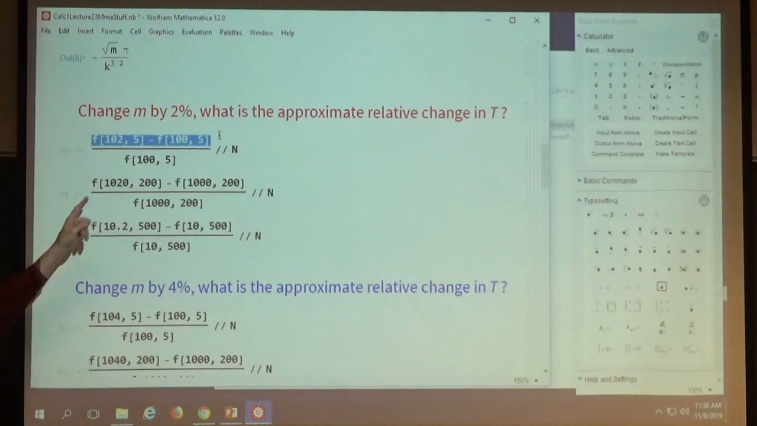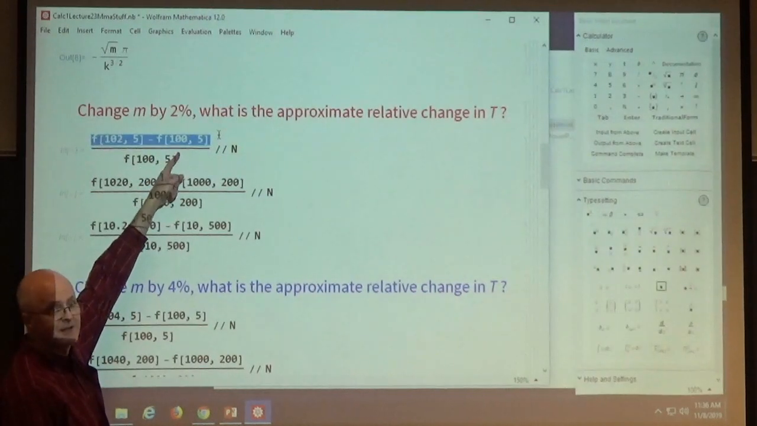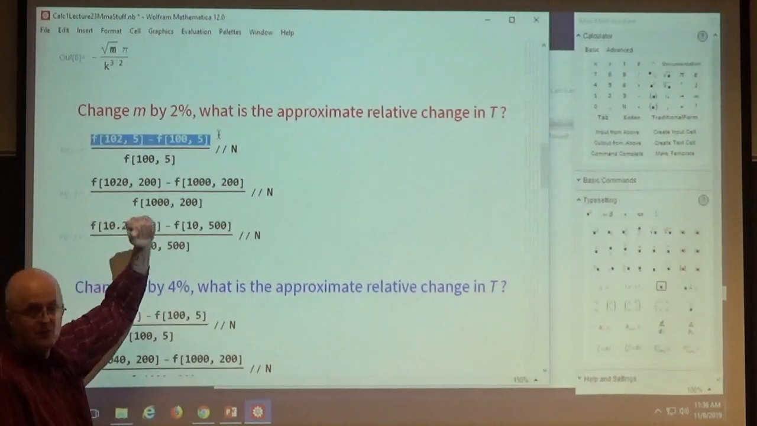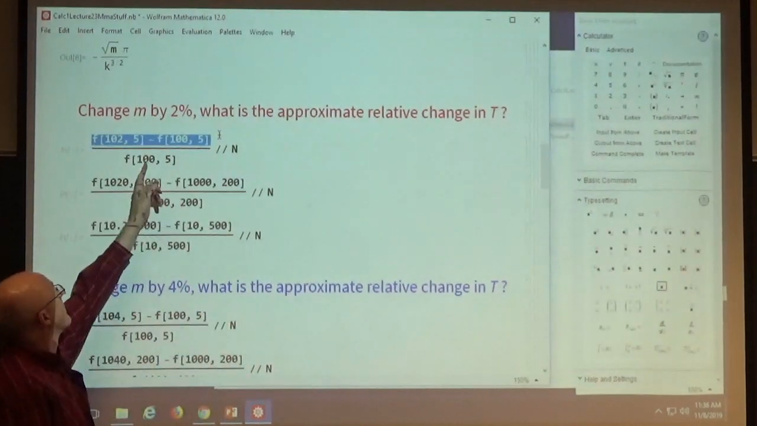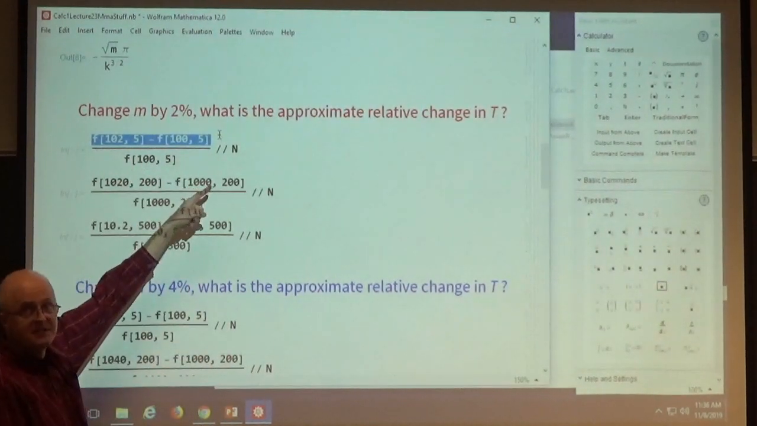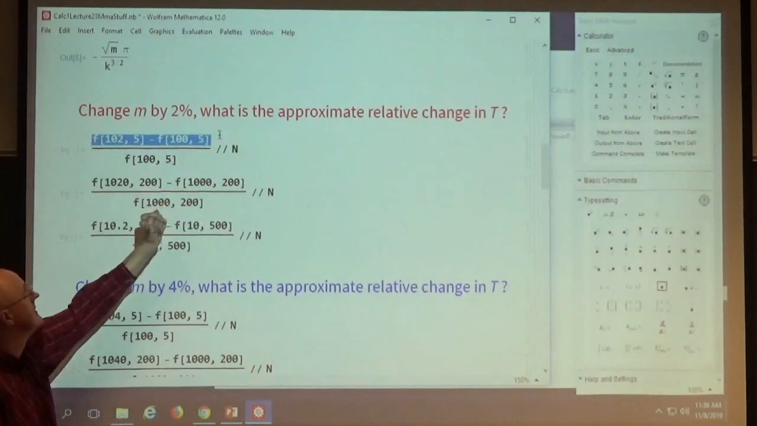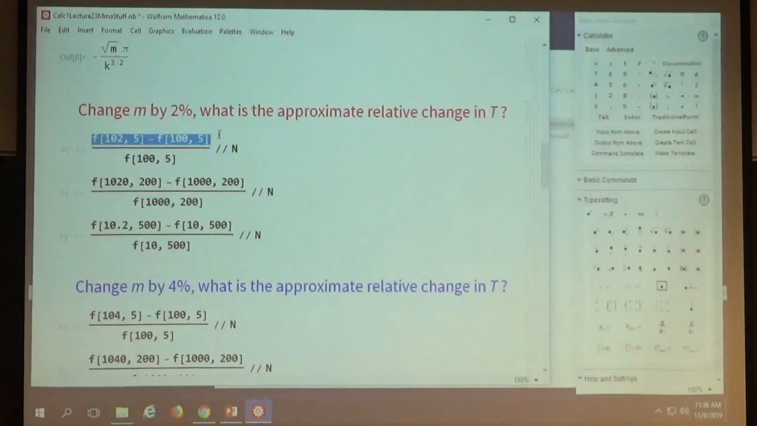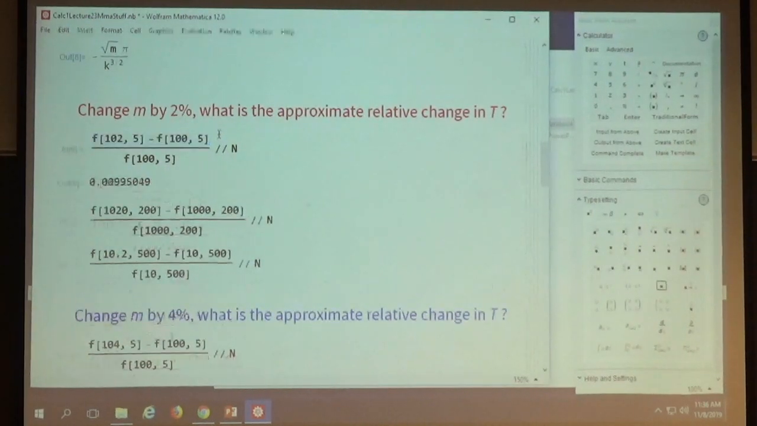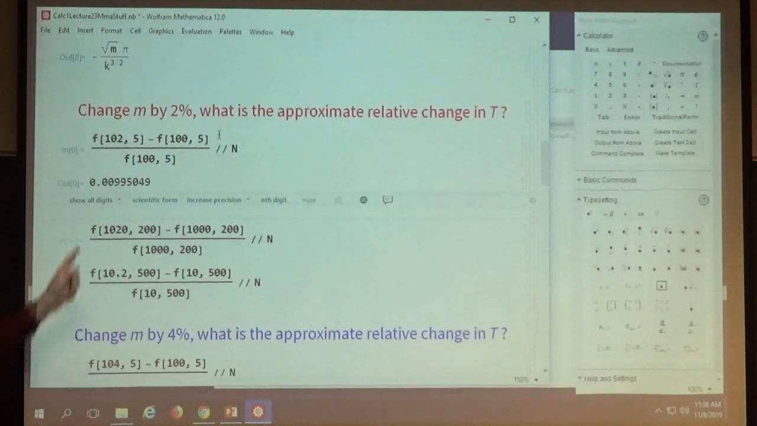The mass is, the initial mass is 100. The new mass is a bit bigger, 102 kilograms. That's so big you can't lift it, right? I did not change k. K is 5. That's the change in the period divided by the original period. It should be close to 1%. Yes, that's close to 0.01.